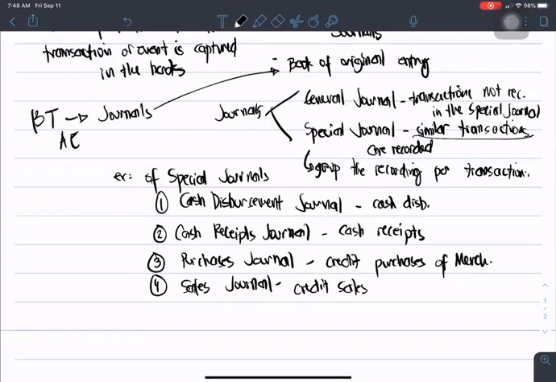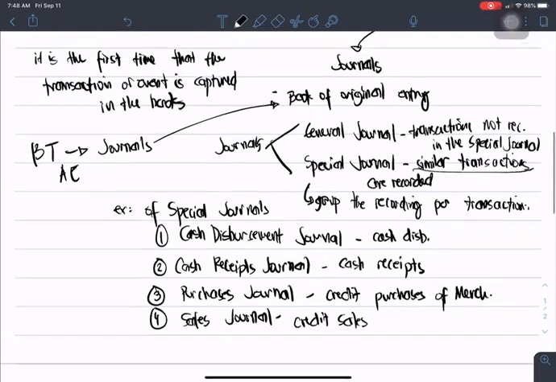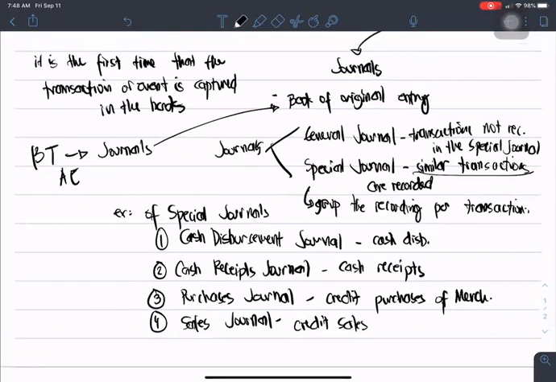Okay? So again, where do we record the business transaction that was analyzed in step 1? It is recorded in the journals, the book of original entry. And when we talk about journals, that can either be the general journal or a special journal.